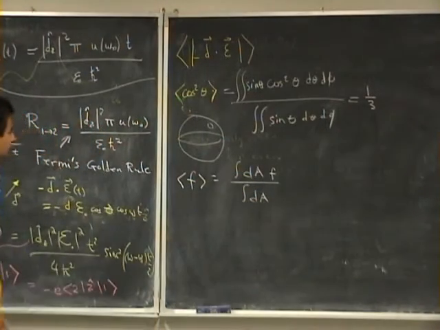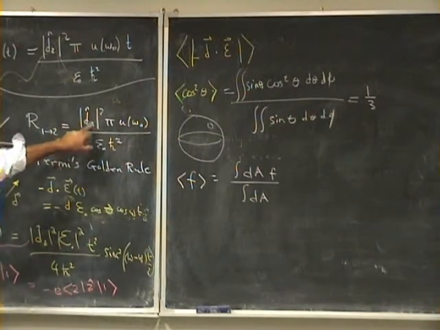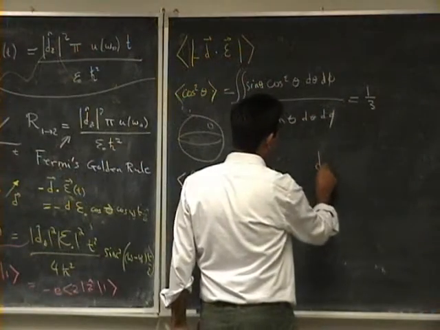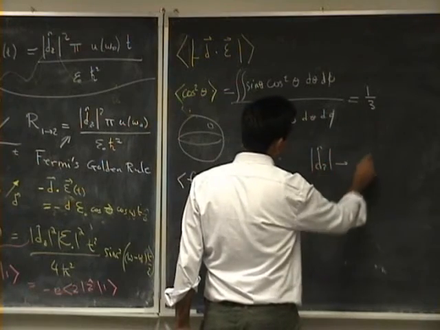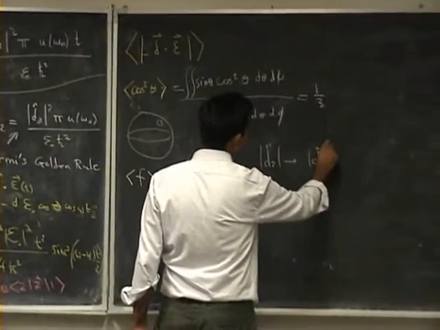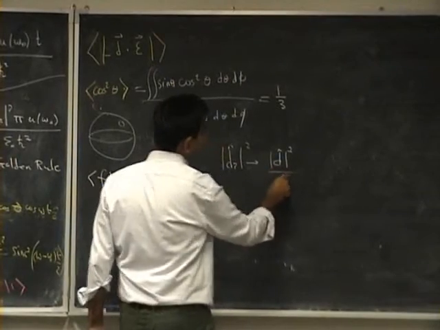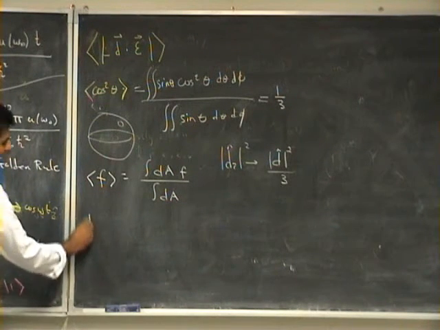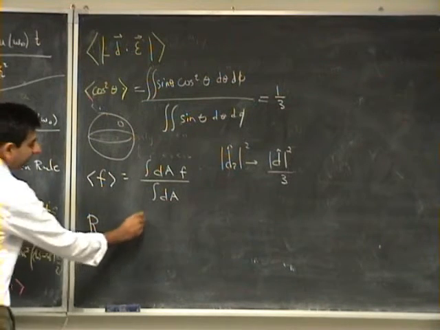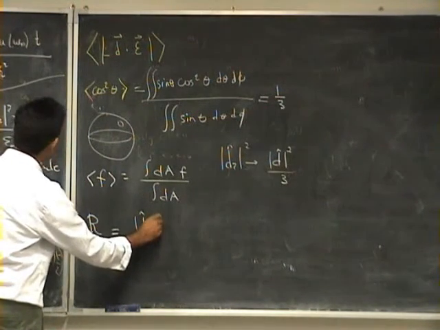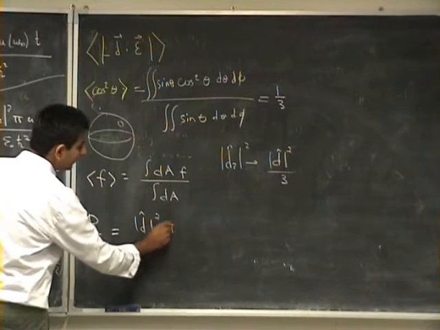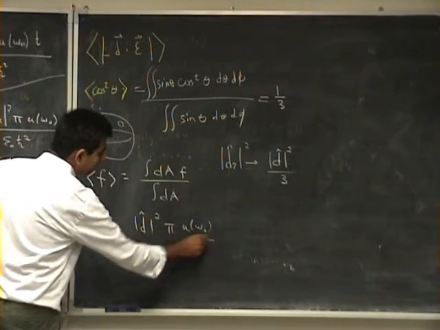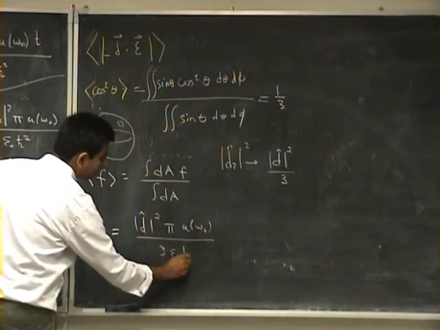This 1/3 is coming out. So this means I can replace this dz squared in the formula by d squared over 3. Okay? This means that the rate is given by d squared, transition matrix element squared, pi u omega naught, over 3 epsilon naught h bar squared.